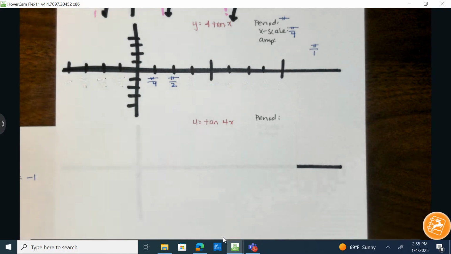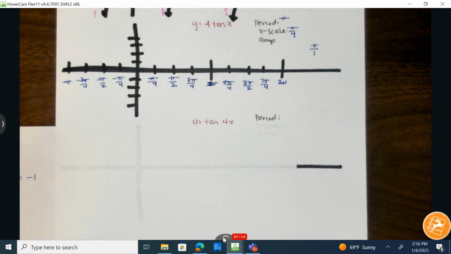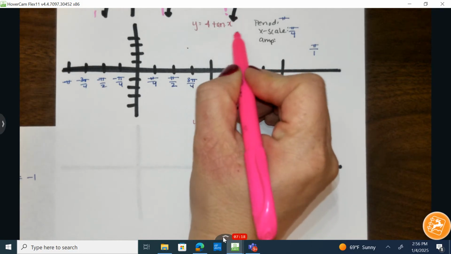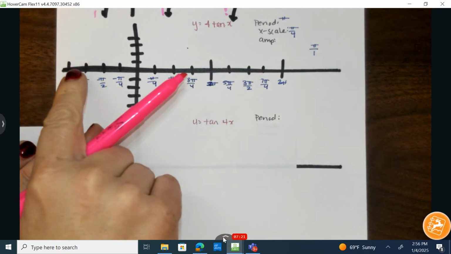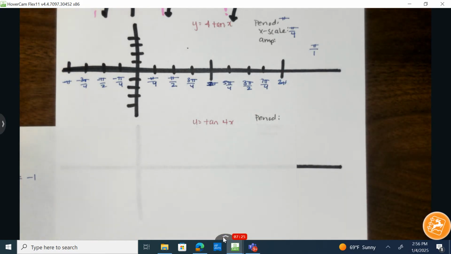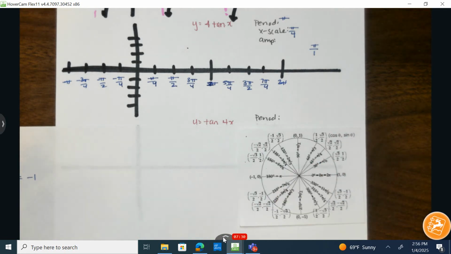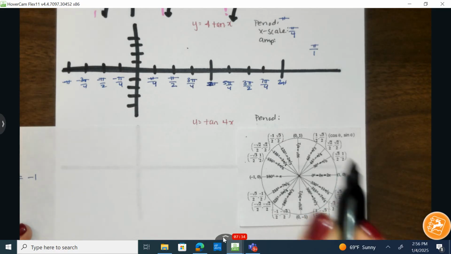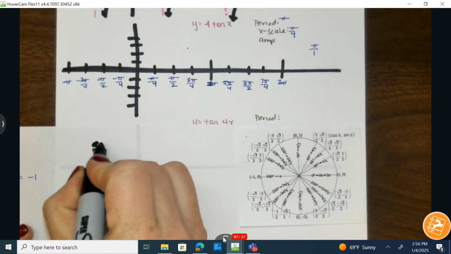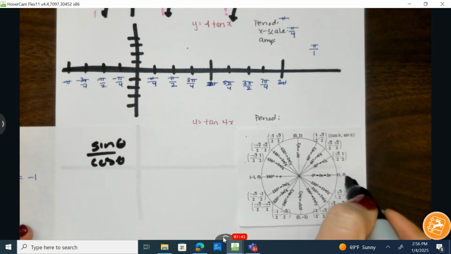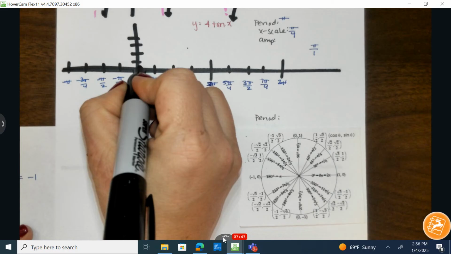Okay, so you may be thinking, do I need to worry about shifting this up or down, a vertical shift? Because we see no value behind the tangent of x, I know that my midline remains at y equals 0. Okay, so I'm going to take this, bring it back over here, and we're going to use this as I go around. At 0, when I take the sine divided by the cosine, 0 divided by 1 is simply 0.